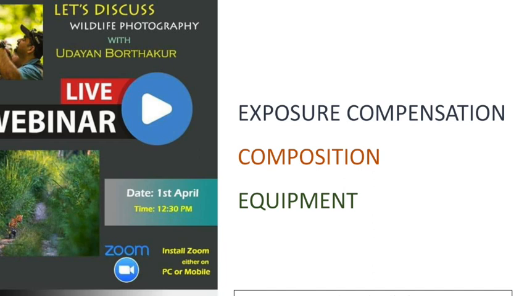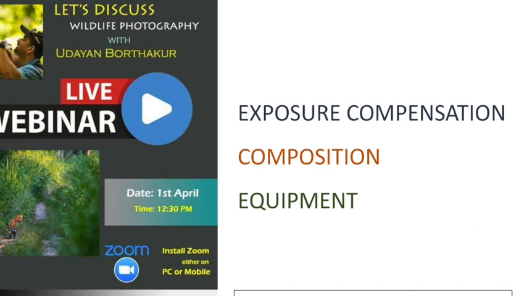If I have to keep one camera for wildlife photography, I'll probably keep the Nikon D500 at this moment. But since I have the luxury of keeping more than one camera, as I said, I'll probably keep one full frame and one crop frame. It helps a lot.